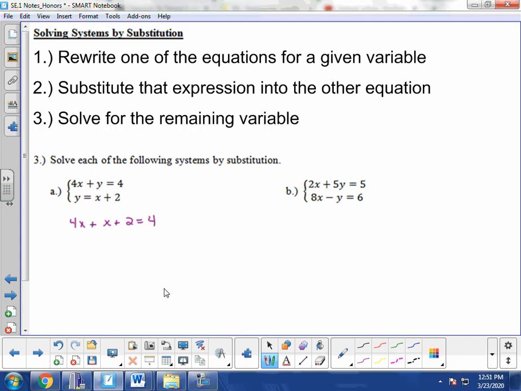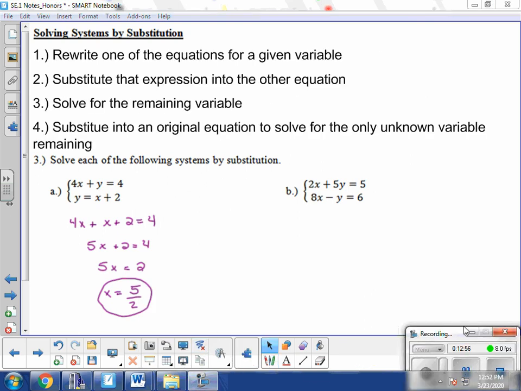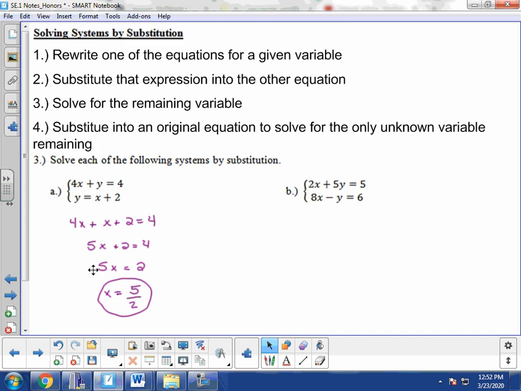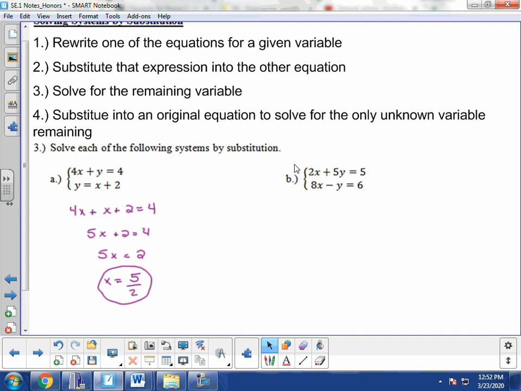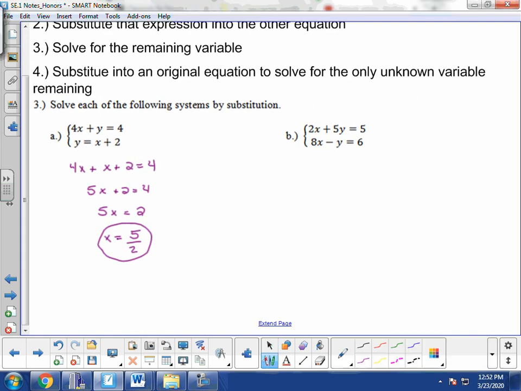So now we should be able to see step number 3 would then be to solve for the remaining variable. So there's only one variable here. I can solve this single variable equation by combining the like terms and then subtracting 2 and dividing by 5. So x is 5 halves, or 2.5. So that gives us one of the two parts of the equation. So we do want to figure out what x is, but we also want to figure out what the other variable y is. And so that gives us step number 4, which would be to substitute what we have now, x, into an original equation, either or, to solve for the only unknown variable remaining. So the only unknown variable now is y.